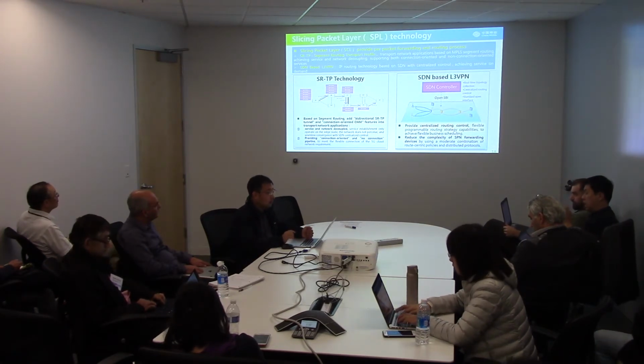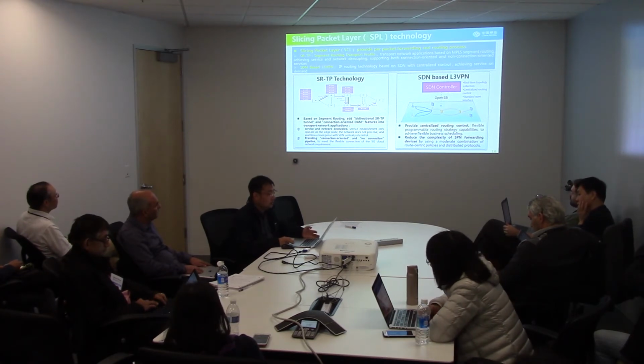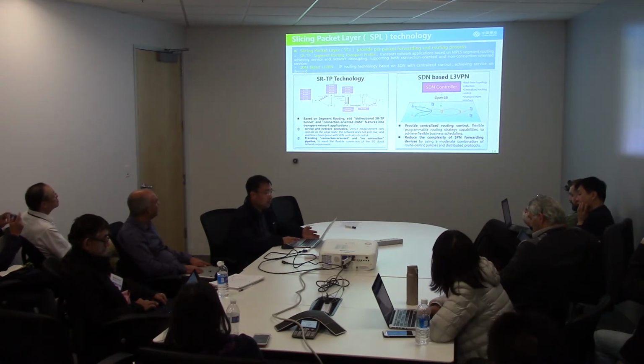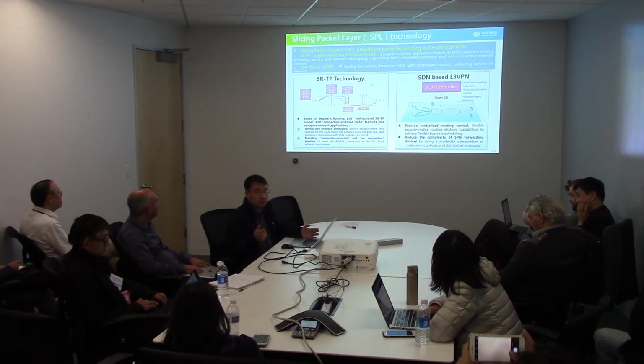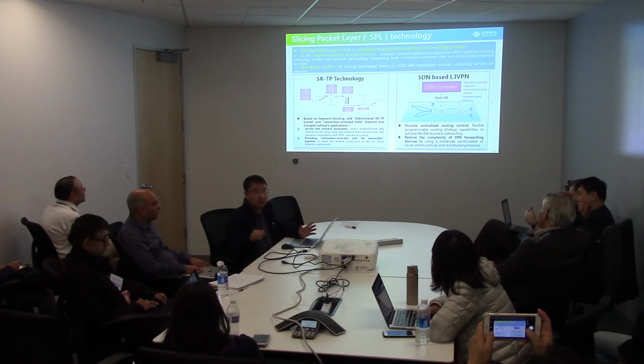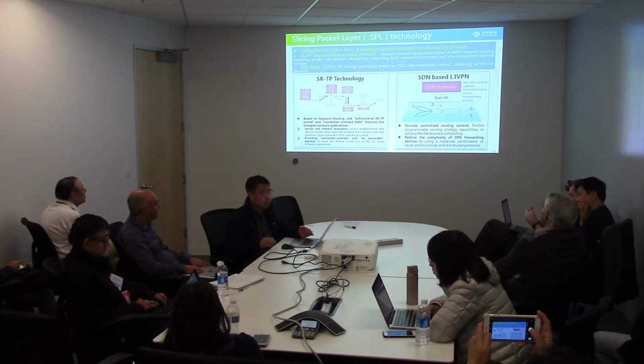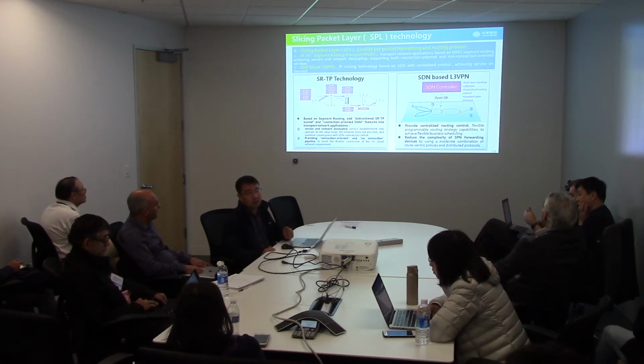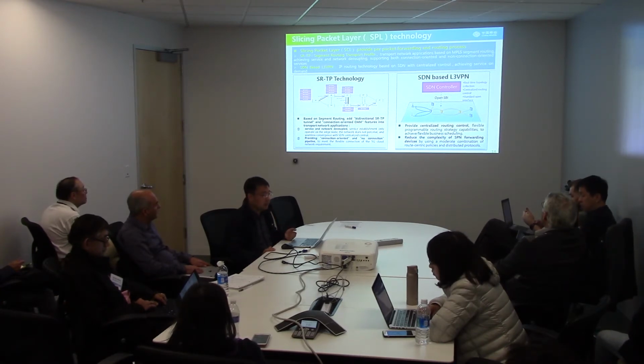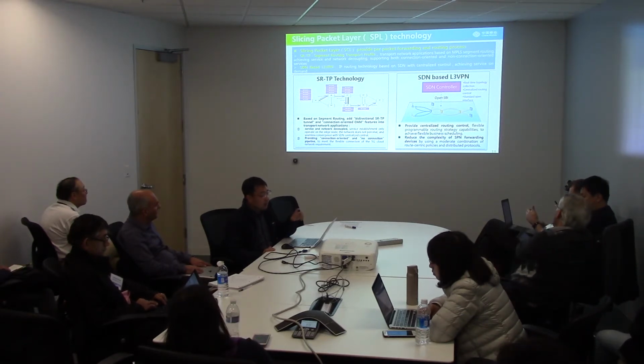And let me give you some more details about the SPL layer. In the SPL layer, we will use the SRTP solution. SR can provide source-based routing, and it's easy to combine with SDN because all the routes you can define by the centralized controller. And we combine the SDN with SR. It will provide an end-to-end SDN-based solution, L3 functionality.